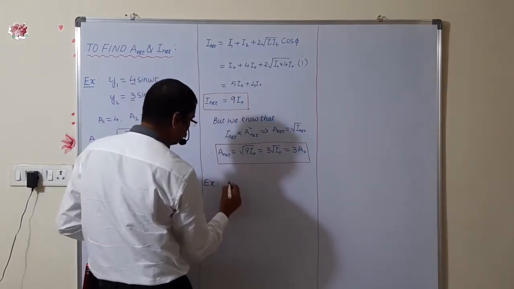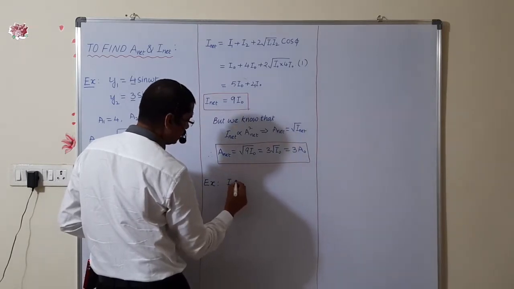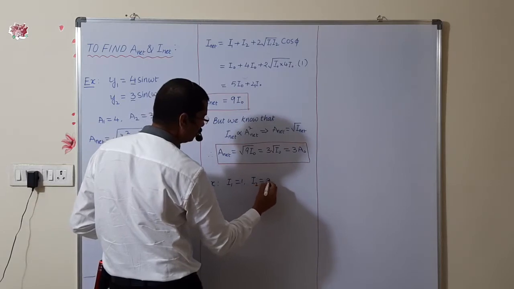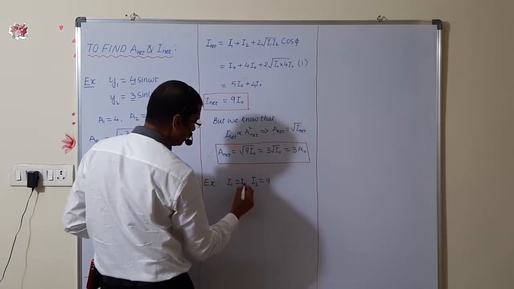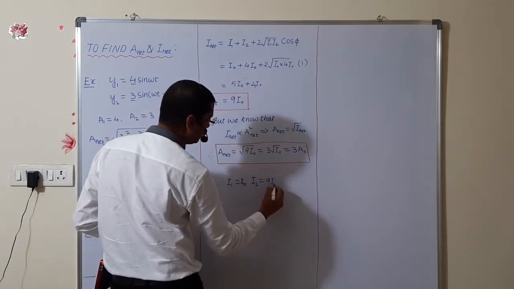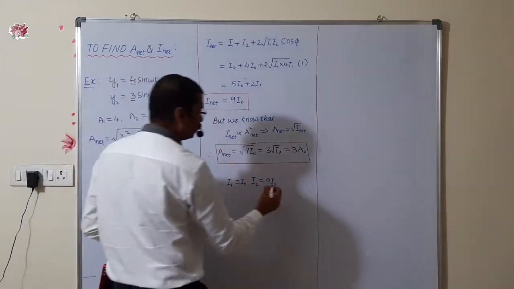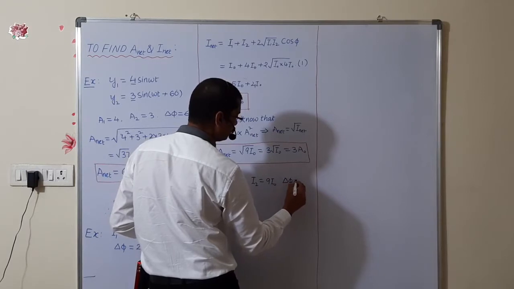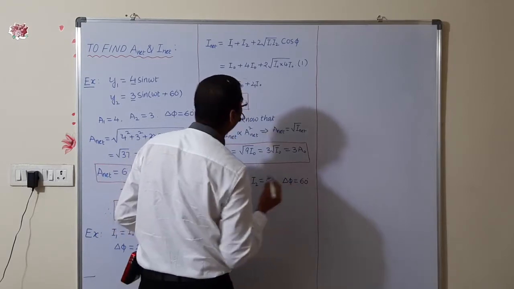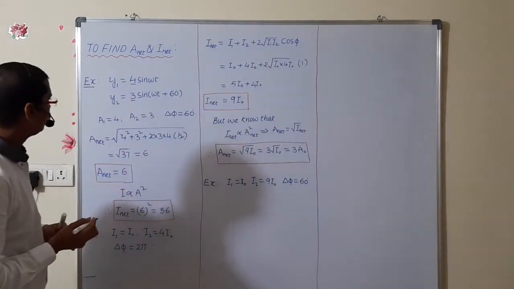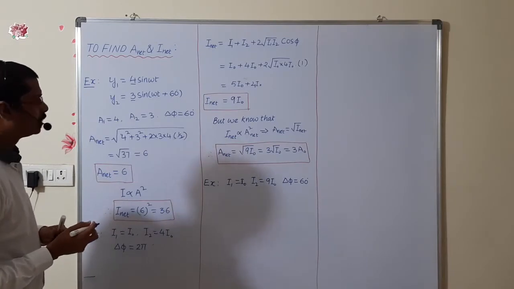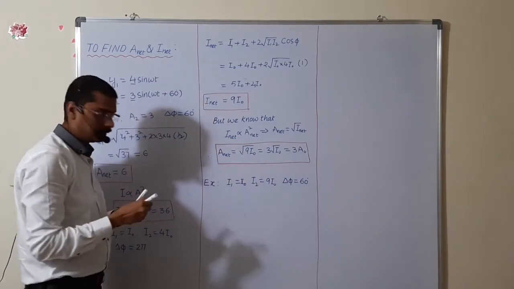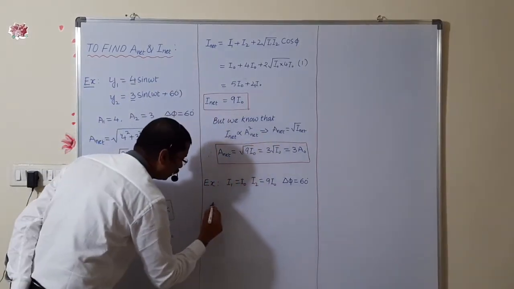Now, I1 is equal to I0 and I2 is equal to 9 I0. And the phase difference between the two waves is 60 degrees. Now we have to find A net and I net. First of all, I am going to find I net.